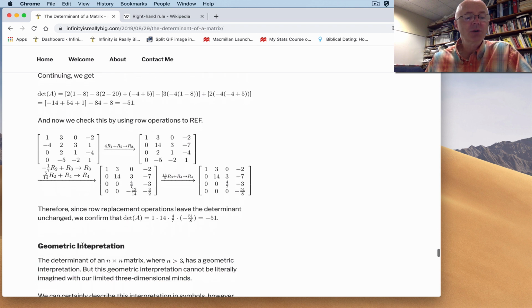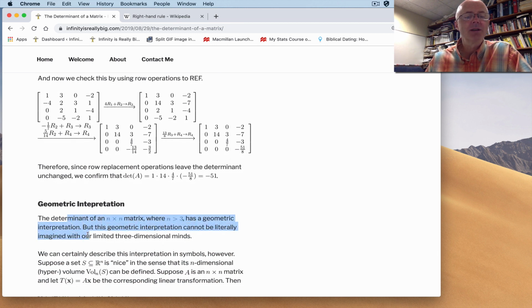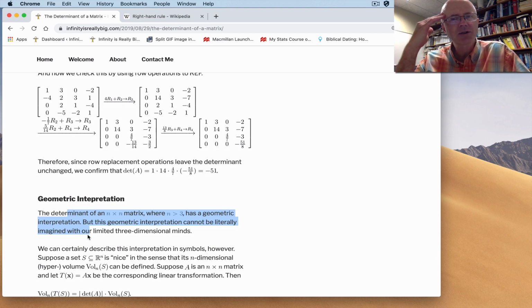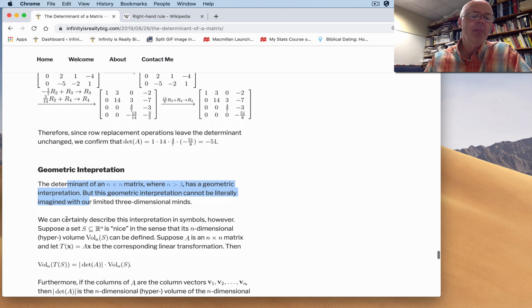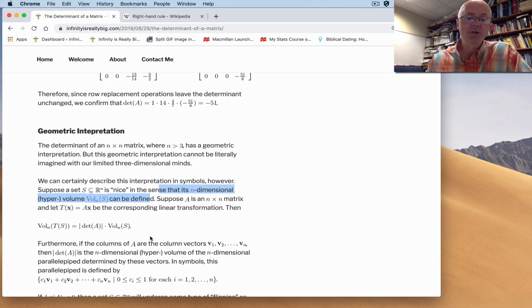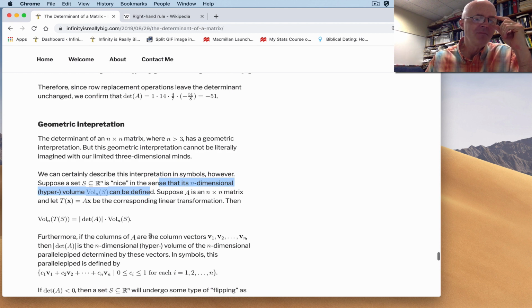This does have a geometric interpretation as well. In fact, in n dimensions, it's got a geometric interpretation. But it's not a geometric interpretation you can literally imagine, because we can't imagine beyond 3 physical dimensions. But if you've got a subset of Rn, that's nice in some sense, there is an n-dimensional volume or hypervolume that can be defined, but again, that's a topic for measure theory. Just think intuitively, like a 4-dimensional cube, for example, would be the product of the lengths of the 4 independent sides, you might say. Okay, it can be defined.